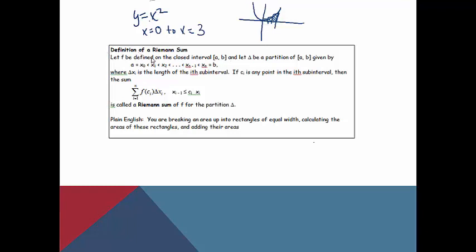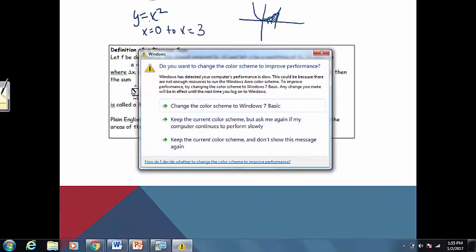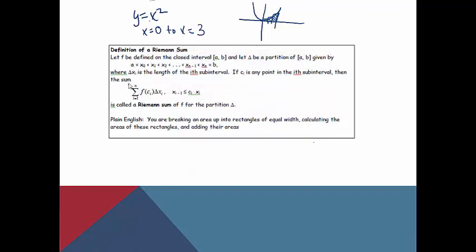The definition of a Riemann sum is pretty lengthy and quite confusing, so I'm not going to go through it. There are just a few things I'd like to point out. The first is this notation right here. If you've seen it before, I think it was way back in Algebra 2. That is the notation for a sum, so we're adding up rectangles. In plain English, you're breaking an area up into rectangles of equal width, calculating the area of the rectangles, and then adding them to get the area.